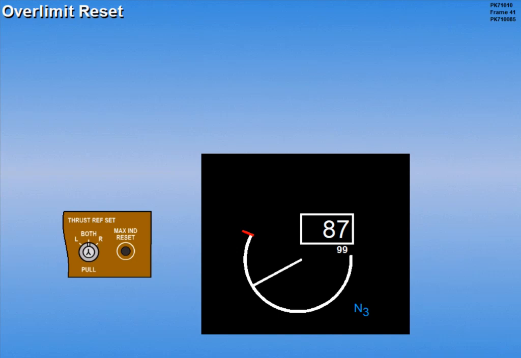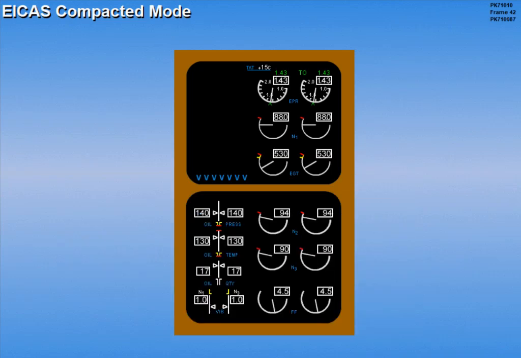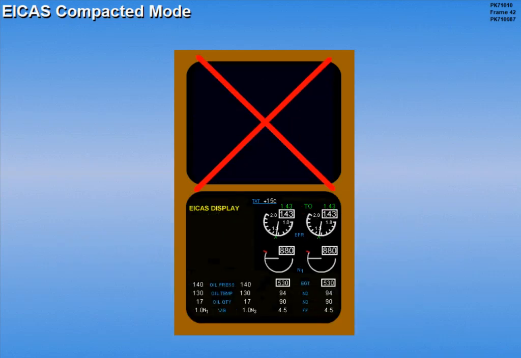The digits are erased from the ICAST display by pushing the max indicator reset switch on the ICAST control panel. Although this removes the exceedance indication from the ICAST displays, the information is stored for maintenance use. If either of the ICAST screens fail, all engine parameters will be displayed on the remaining screen.